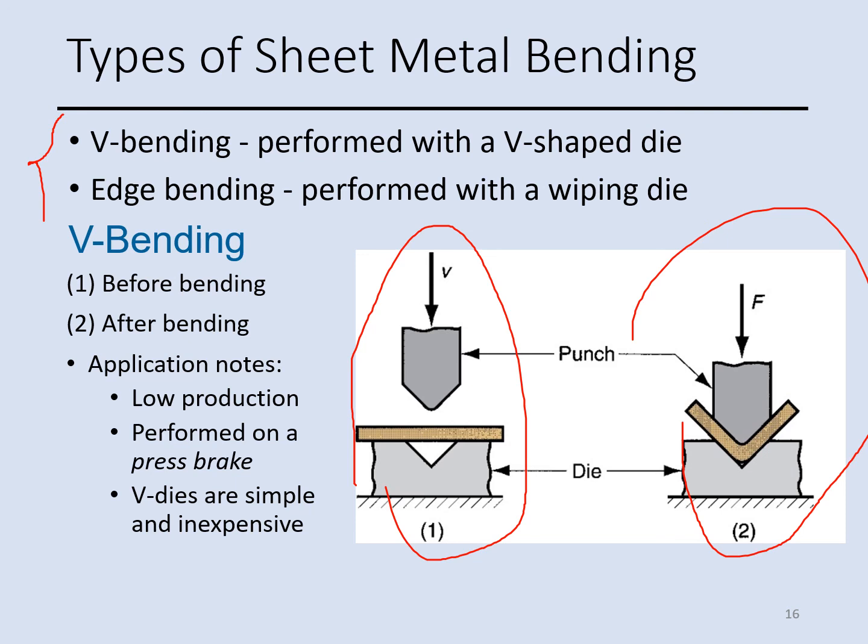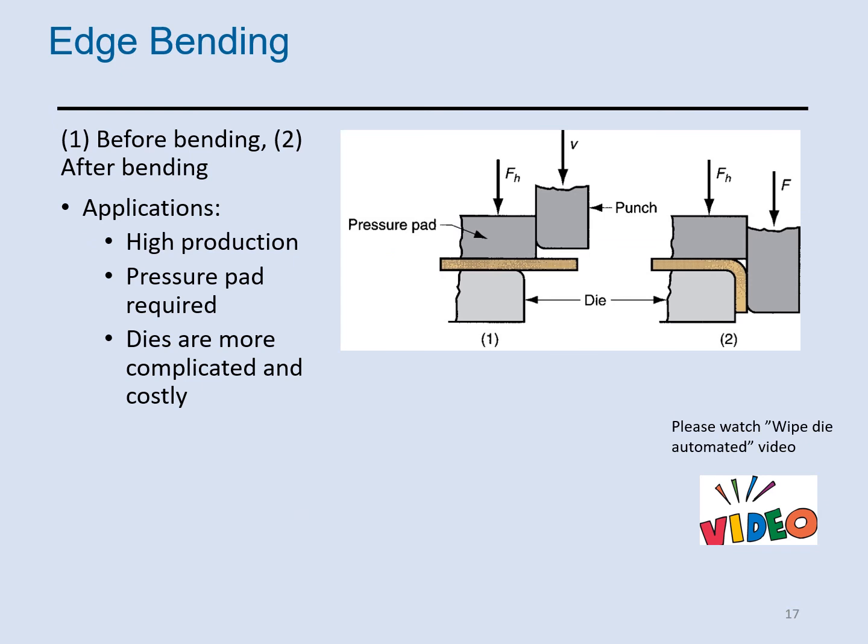On the other hand, we have edge bending, which is performed with a wiping die, and here we have two steps for the edge bending. This is before the bending, and this is after the bending process. And this process is used for high production, and it requires a pressure pad. As you see in this part, we have the pressure pad, and dies normally are more complicated, and it is costly.